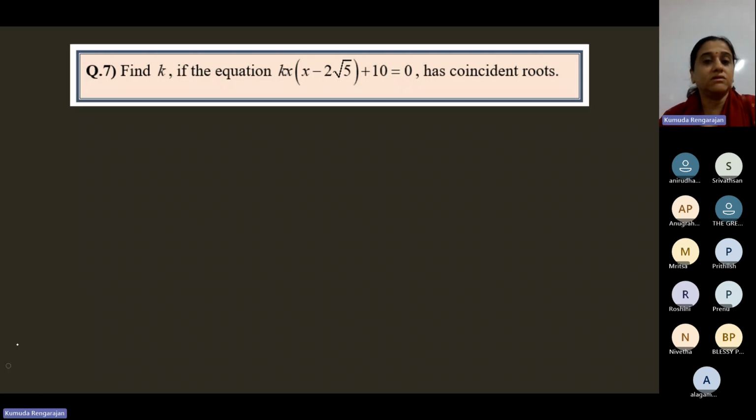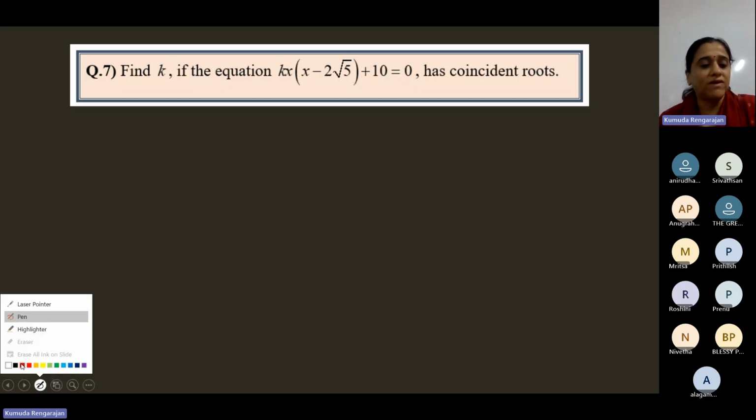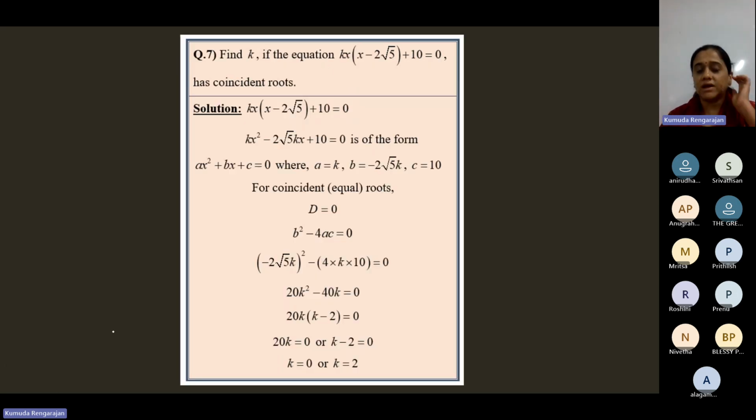Okay, so here the equation is not in the standard form. So you'll have to bring it to the standard form so that you're able to find or pick the values of A, B, and C and then proceed. Yeah, write down.